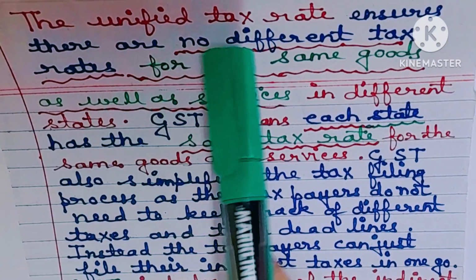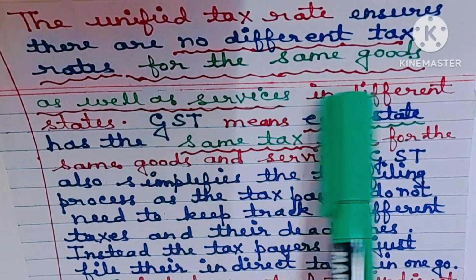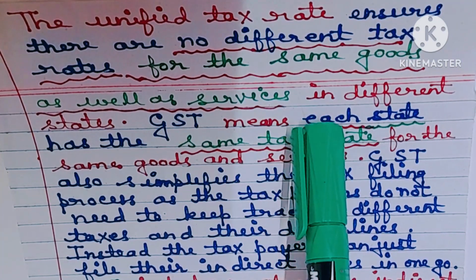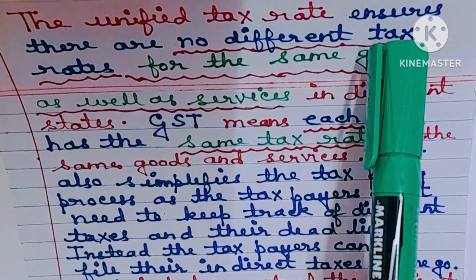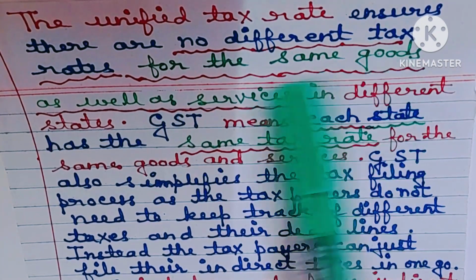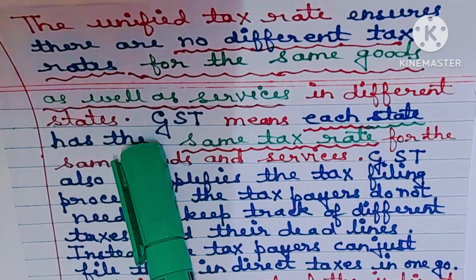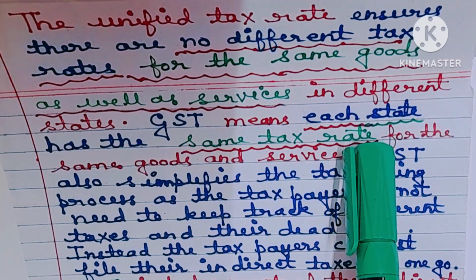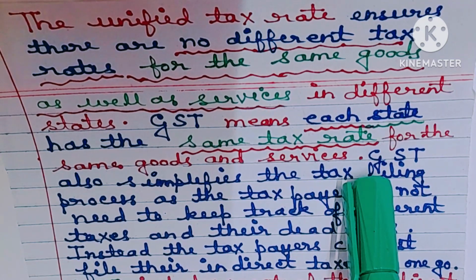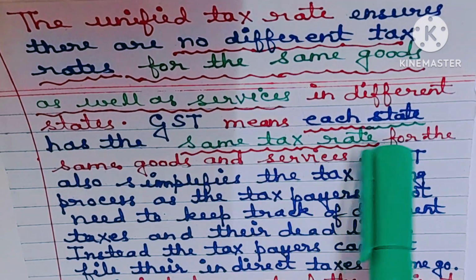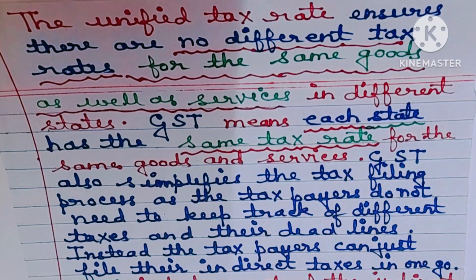The unified tax rate ensures there are no different tax rates for the same goods as well as services in different states. GST means each state has the same tax rates for the same goods and services. I repeat, GST means each state has the same tax rate for the same goods and services.